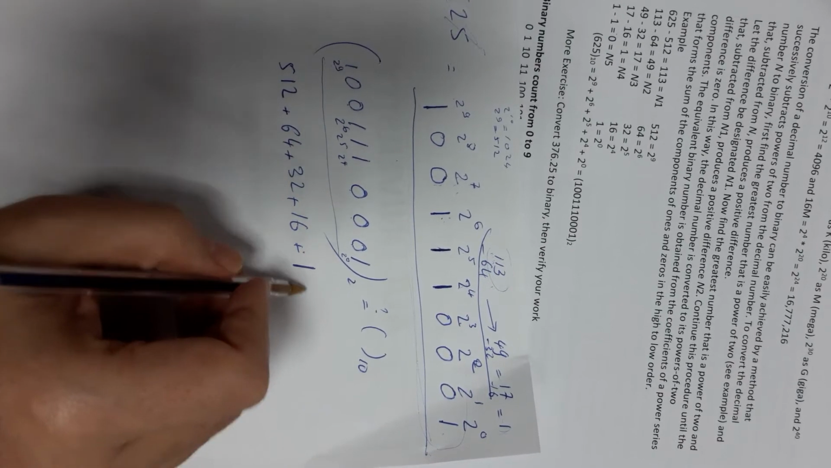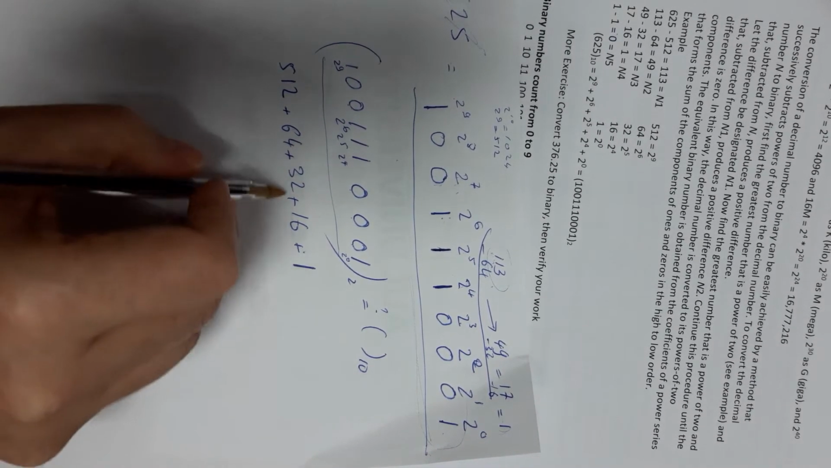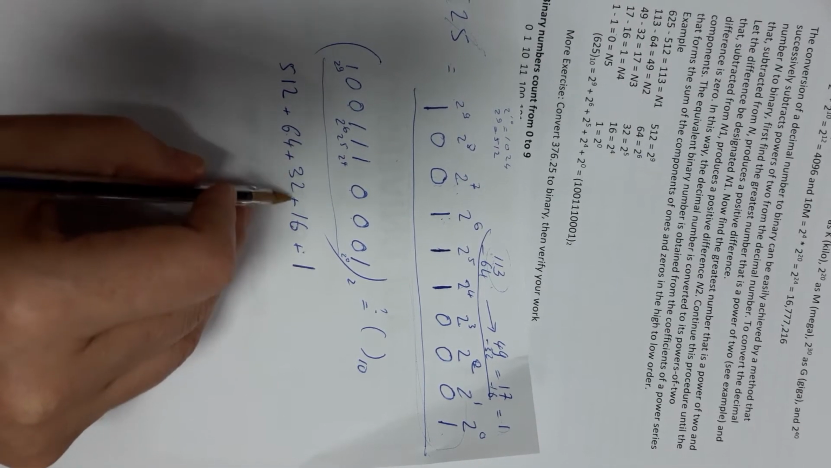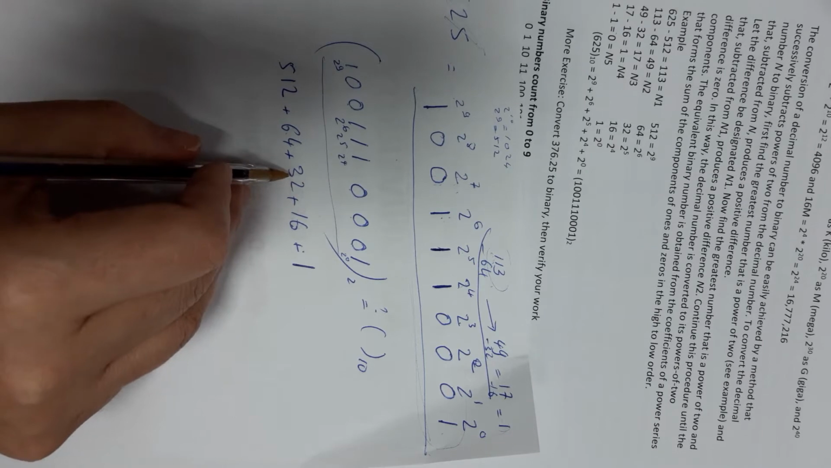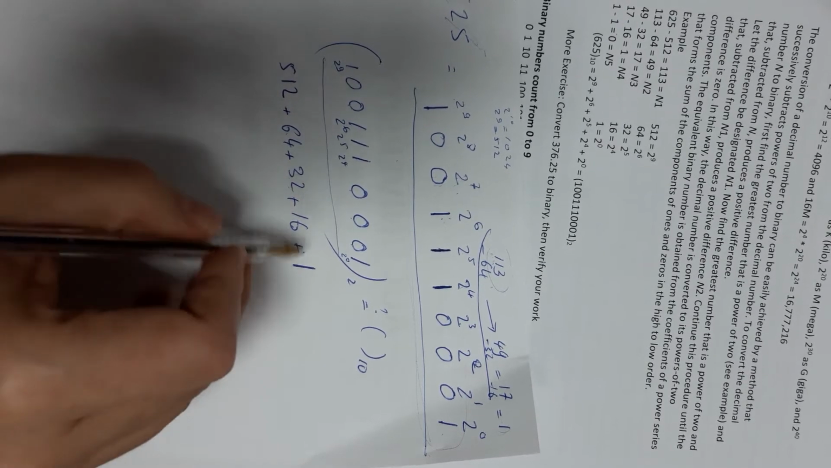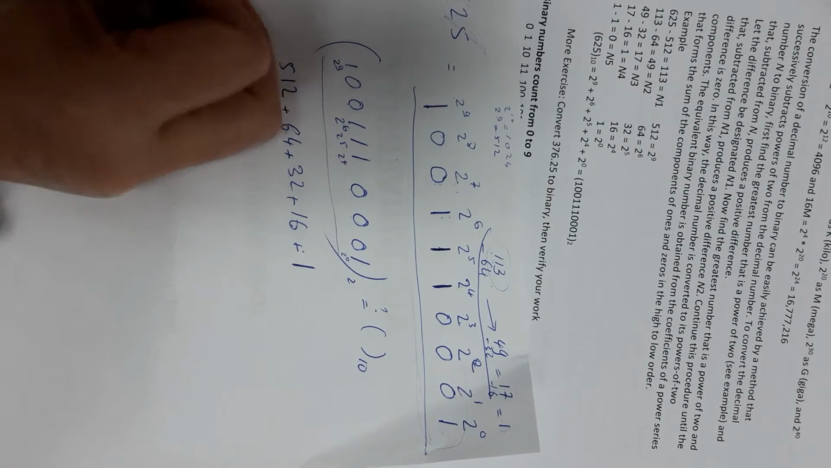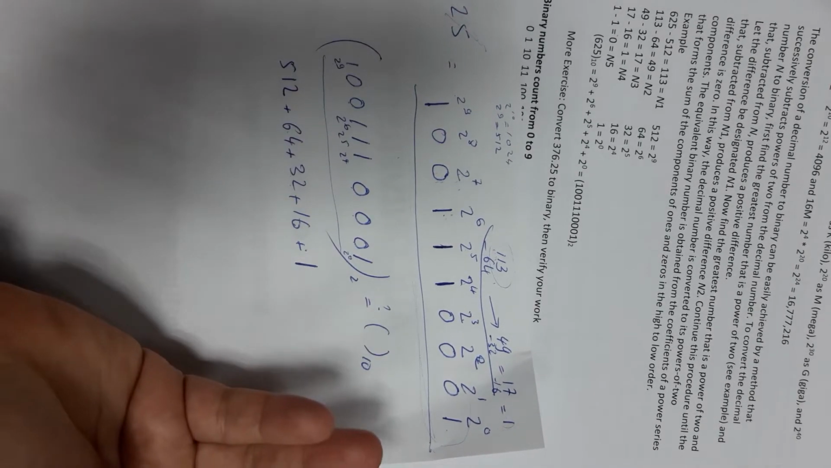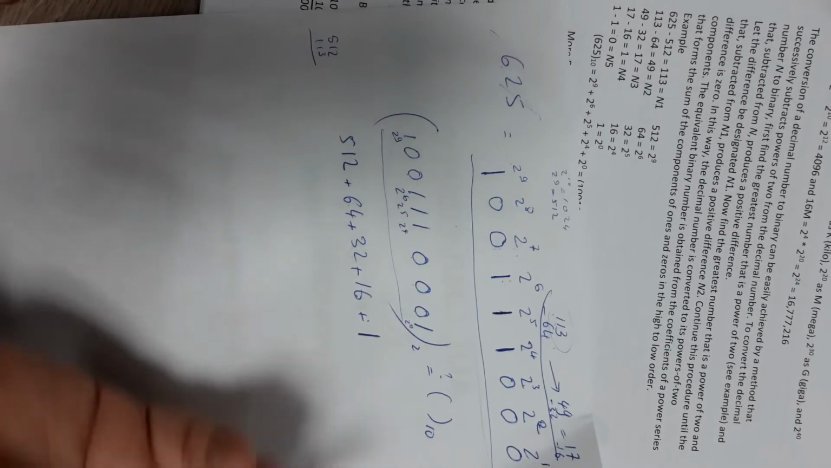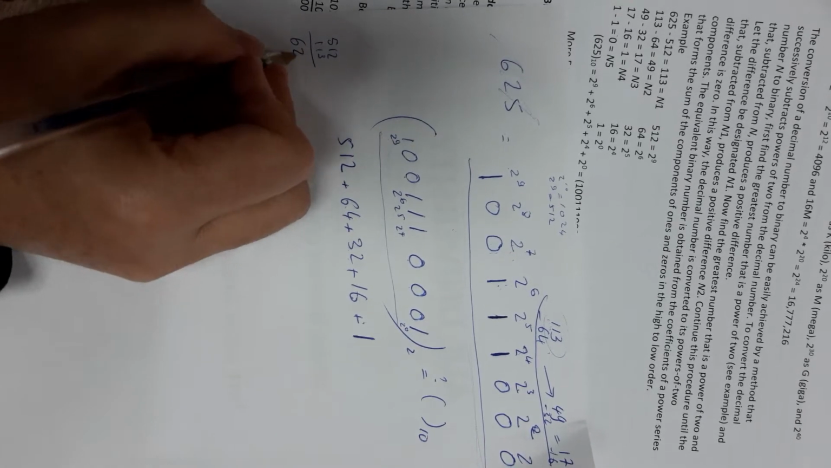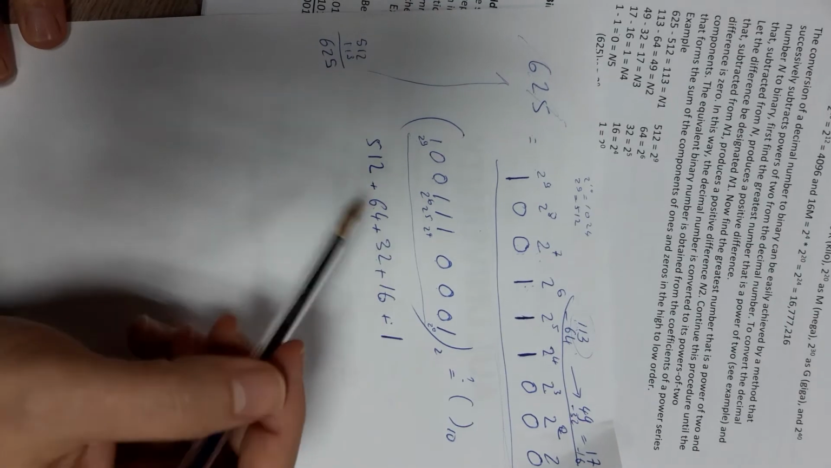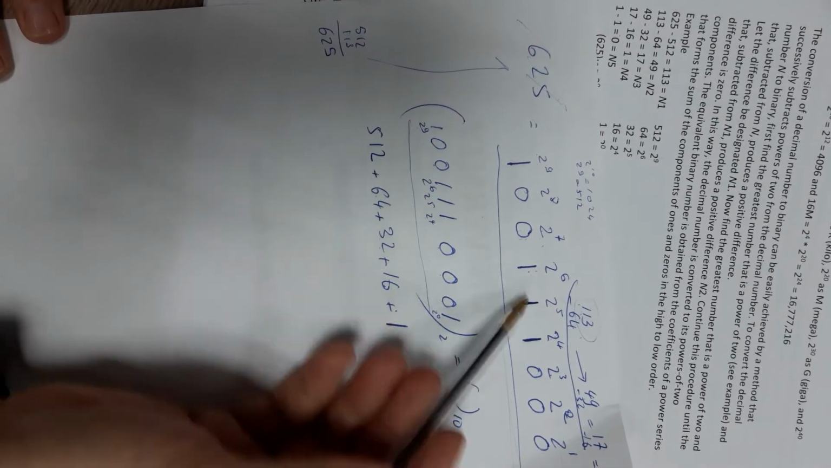You can add, for example, 64 and 16, it is 80, 80 and 32, 112, 113. So you are adding 512 and 113. I didn't know it is 625. You see, I'm just doing a computation and you get your 625. So this is it in both cases.